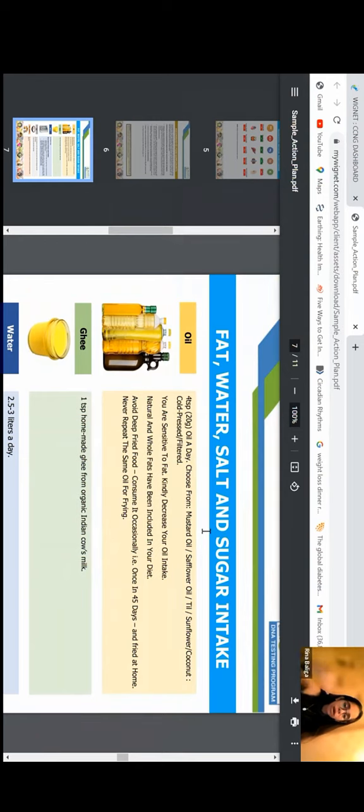That means if you don't have a deficiency right now, but if you develop one after 5 years, you can look back at this report and see what it is that you need to take, because you already knew it was in your genetics, right? So then you have fat, water, salt, and sugar intake.